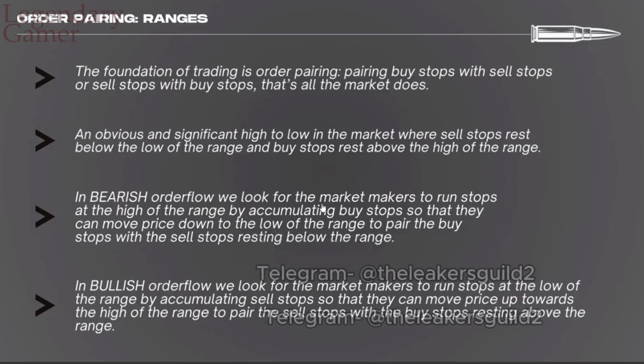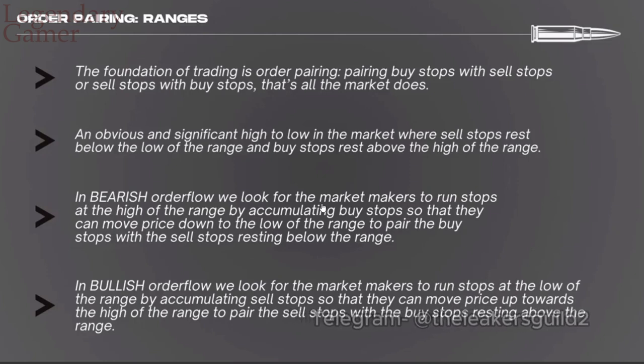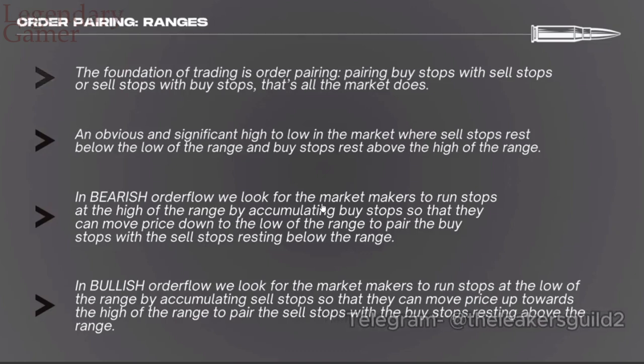And vice versa, in bullish order flow we look for the market makers to run stops at the low of the range by accumulating sell stops so that they can move price up towards the high of the range to pair those sell stops with the buy stops resting above the range.